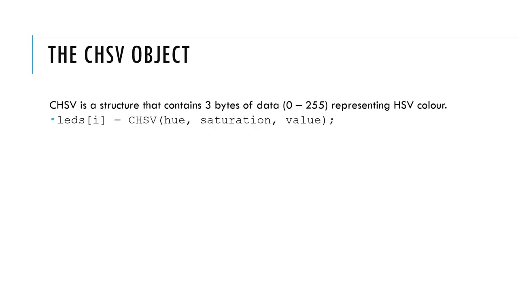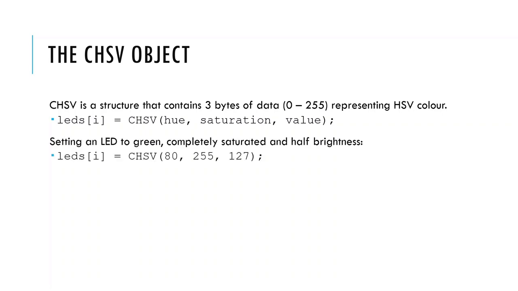We can create an HSV color, just like we do with CRGB, something like this. So leds[i] = CHSV, and then we have 3 bytes of data: hue, saturation, and value. And remember, each one of those is between 0 and 255. So if we want to set an LED to a greenish color that's completely saturated and half brightness, we could do something like this. So 80 is the hue that represents green, 255 is full saturation, and 127 is half brightness, because remember, it's out of 255.